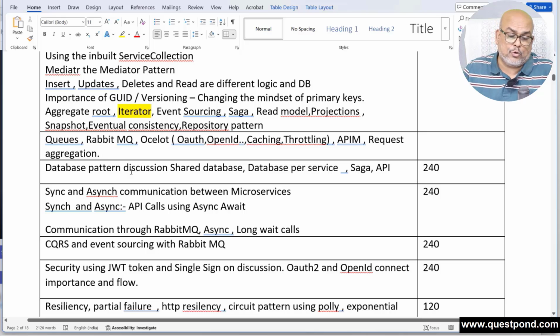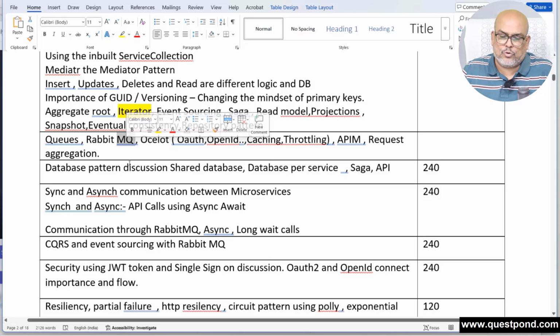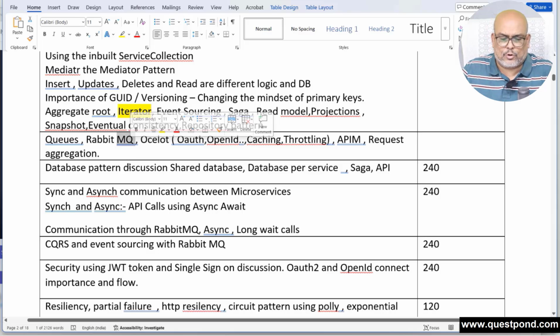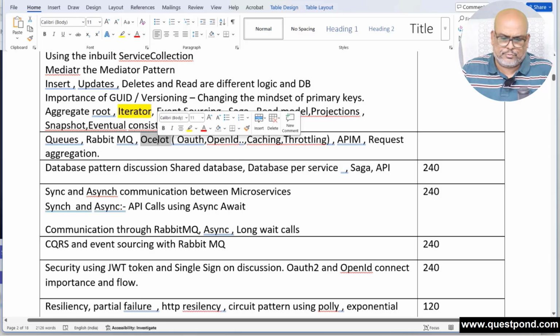Let me know if there are any other queues you are looking forward to. But I'm going to choose RabbitMQ. We can use Kafka as well, which is again very famous, but RabbitMQ is almost like Kafka. We'll talk about it. So some queue you have to know when you talk about microservices.